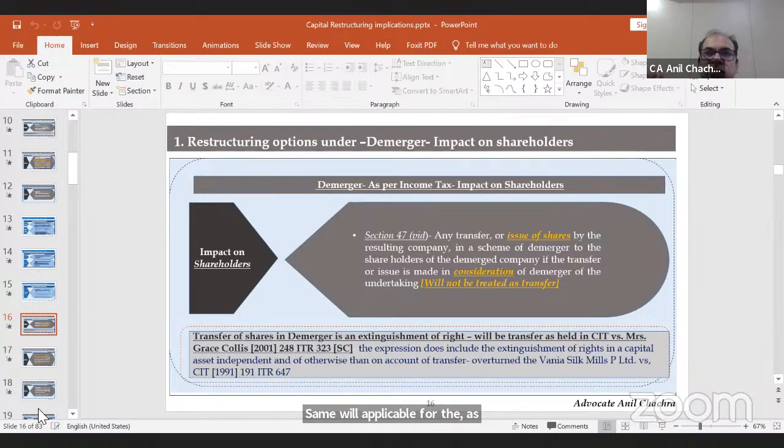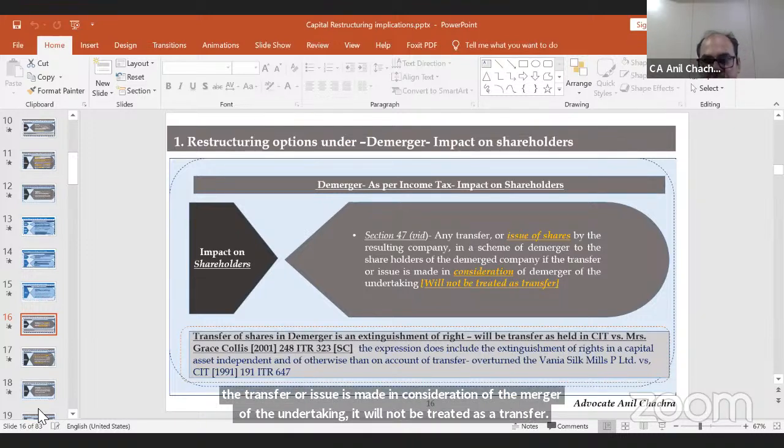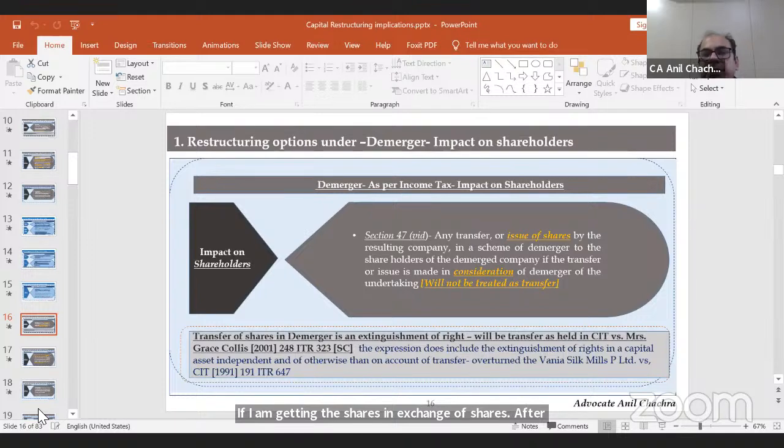Section 47 clause 6D says that any transfer or issue of shares by the resulting company in the scheme of demerger to the shareholders of the demerged company, if the transfer or issue is made in consideration of demerger of the undertaking, will not be treated as a transfer. If I am getting shares in exchange for shares as per the swap ratio, it will not be treated as a transfer. But if I'm getting cash or anything other than shares as consideration, it will be treated as a transfer and capital gains tax will apply.